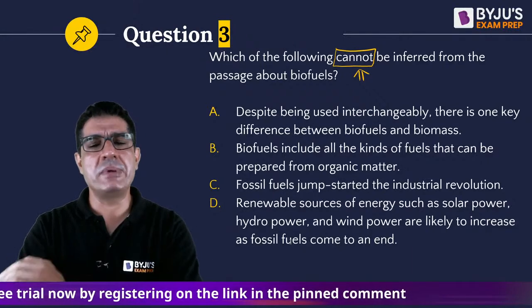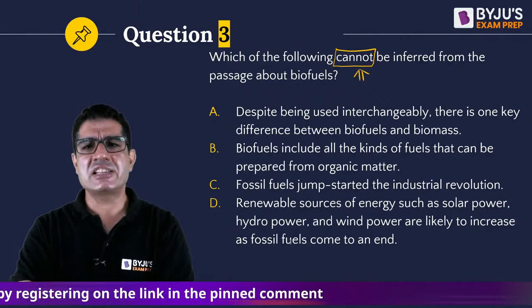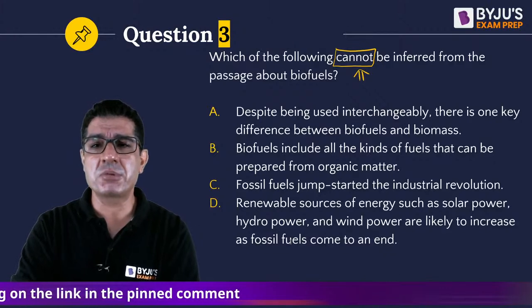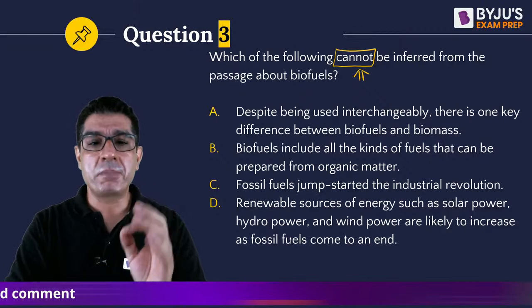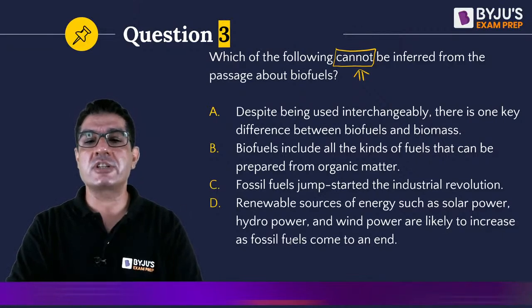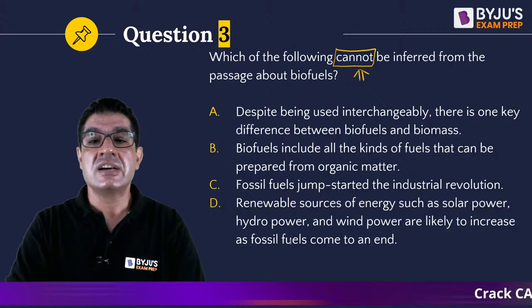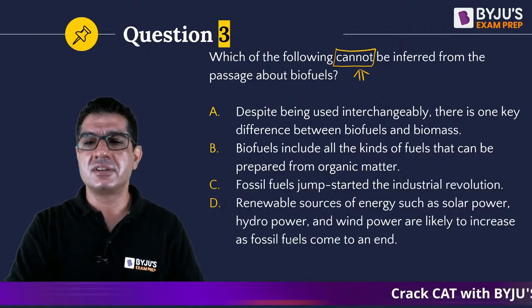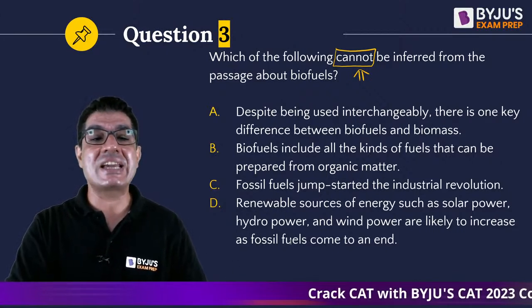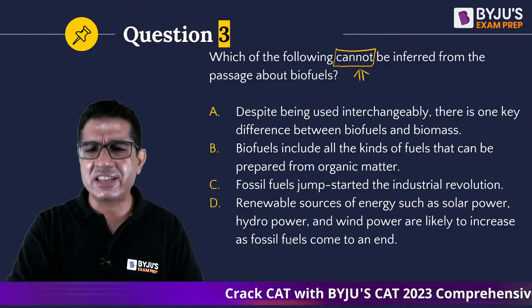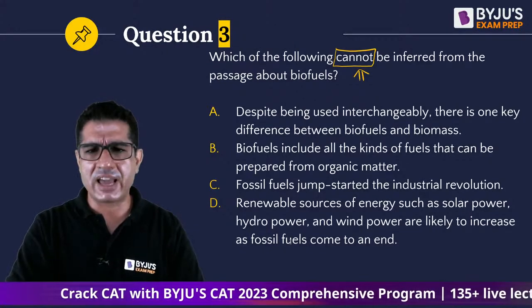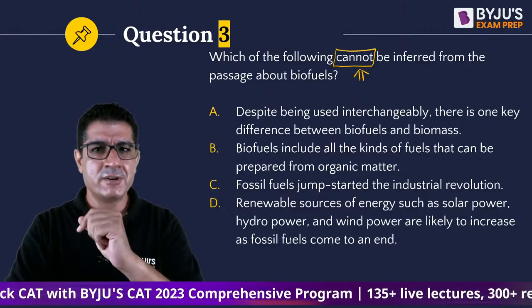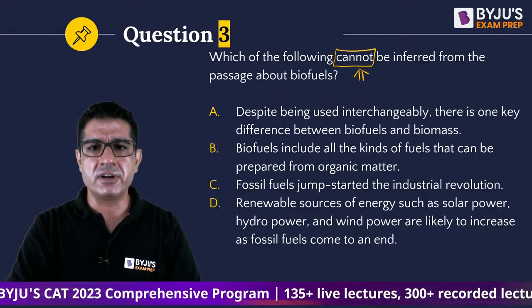Okay, so when you say B can be inferred. B says biofuels include all the kinds of fuels that can be prepared from organic matter. Look at the definition. Biofuels are combustible materials that are produced over a short span of time from biomass rather than over millions of years. So the term biofuel is considered to be a catch-all term to define any fuel made from organic matter, plant matter, microorganism, animal waste. Remember that paragraph. So B can definitely be inferred.